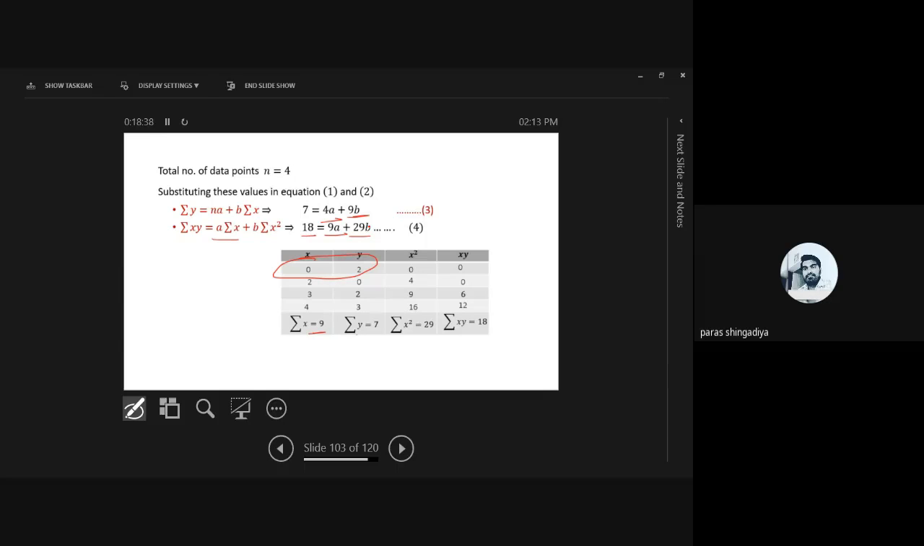You can use any method here to find a and b. You have two equations and two unknowns, so you can use any method to derive the answer. Clear?